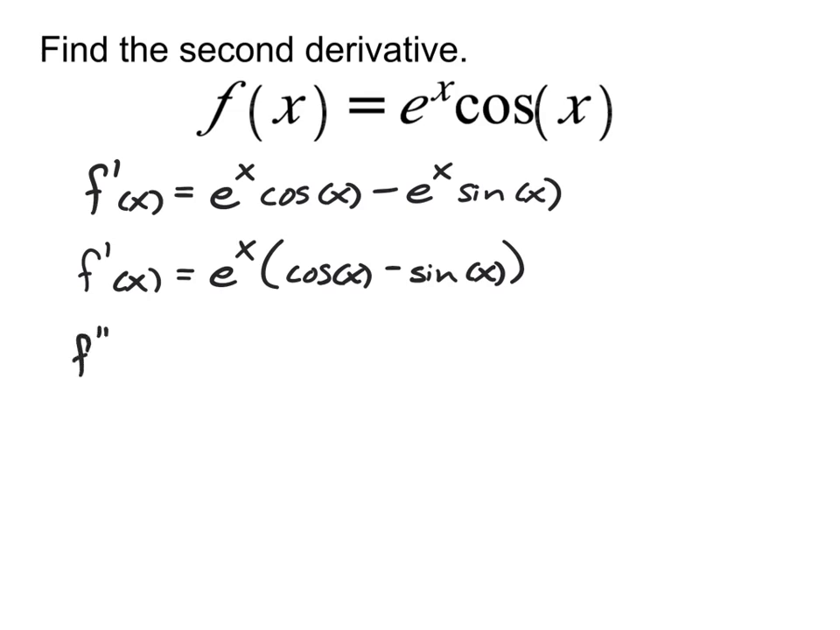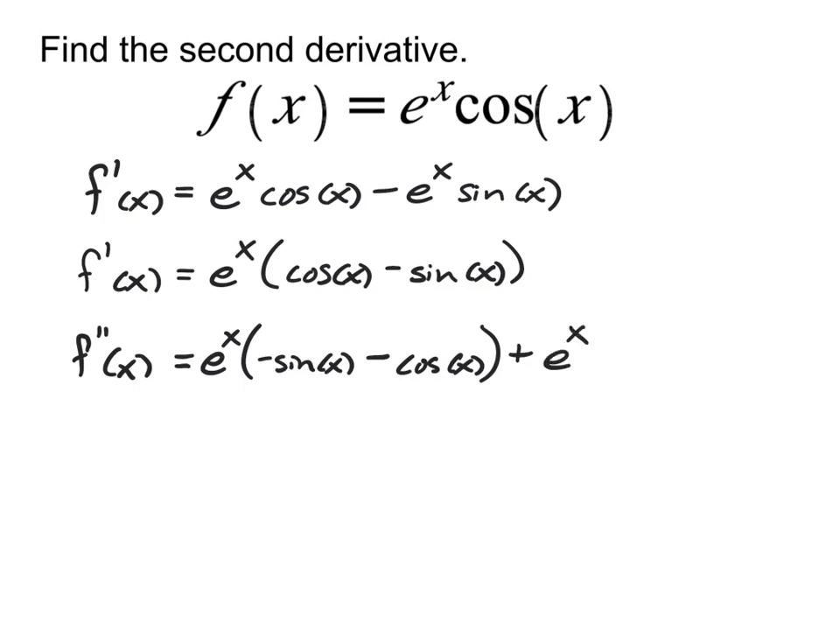So then, we're going to go f double prime of x now, equals. So we're going to go original times derivative. So original, of course, e to the x, and then times the derivative. So derivative of cosine is negative sine, minus the derivative of sine, which is cosine. All right, so that's original times derivative plus derivative of e to the x is just e to the x, times original. And so we leave the cosine minus sine as it is this time.